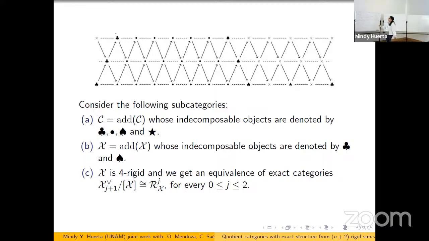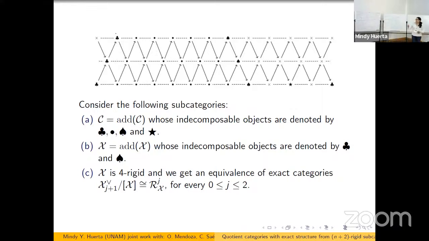Inside of C, consider X, these two lines. And one can prove that X is a 4-rigid subcategory, and all the requirements that we need to get the equivalence are satisfied. And moreover, we have that for every index, for example, you have 4-rigid, in particular, you have 2-rigid and 3-rigid. And this is an example where we can apply the previous equivalence 3 times, okay? So in this case, we have 3 quotients for every index j from 0 to 2.